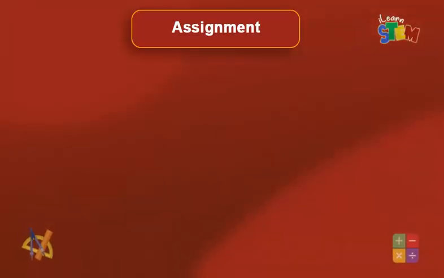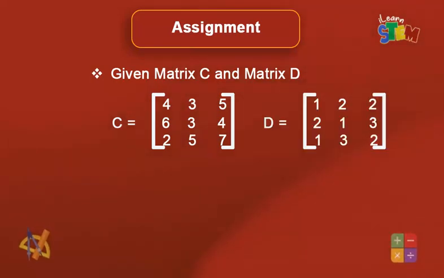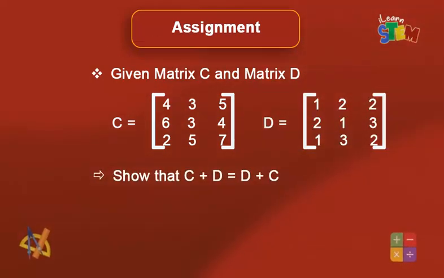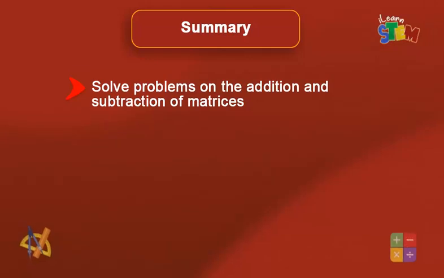Assignment. Write down the following and try solving them yourself. Given matrix C and matrix D, show that C plus D is equal to D plus C. Solve D minus C. Remember to take your time, and don't feel bad if you did not get it on your first try. In conclusion, we have learnt how to solve problems on the addition and subtraction of matrices.